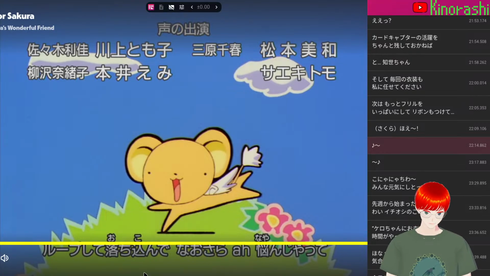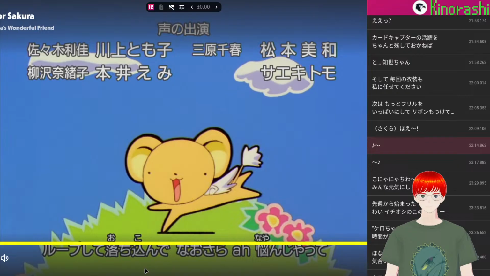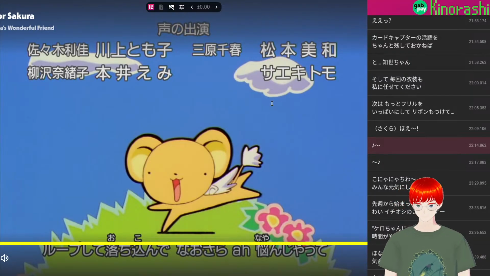Okay, so continuing on. Loop shite, ochikonde, naosara nayanjatte. So, being stuck in a loop, feeling down, even so, I'm gonna guess it means something about and just makes me worry even more. Okay, so makes me worry. Something like that.